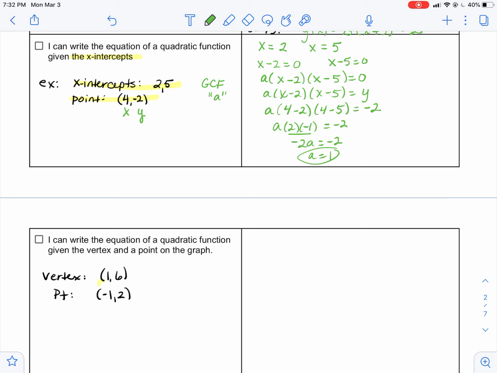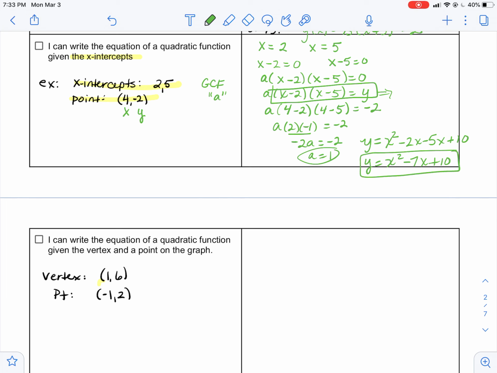1 was it. There wasn't anything else to take out. Now, I'm going to go back because I now know at this point that a was 1. So really my equation is just x minus 2 times x minus 5. So I'm going to go ahead and FOIL that out. Okay, so I've got x squared, and I'll have minus 2x minus 5x plus 10. And I'll go ahead and combine like terms. And that is the equation I'm looking for.